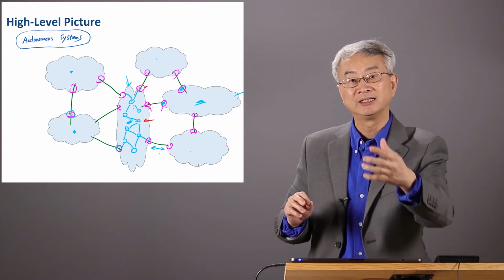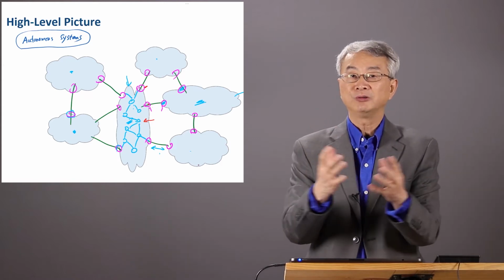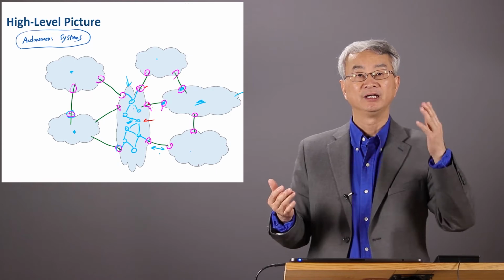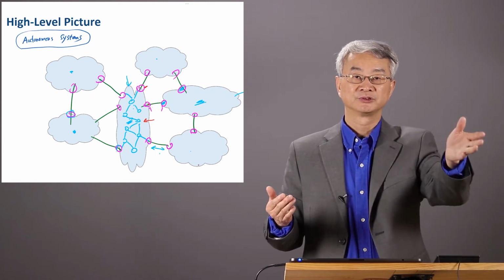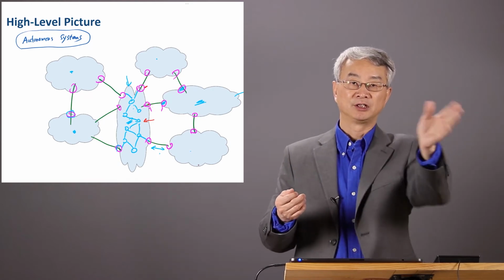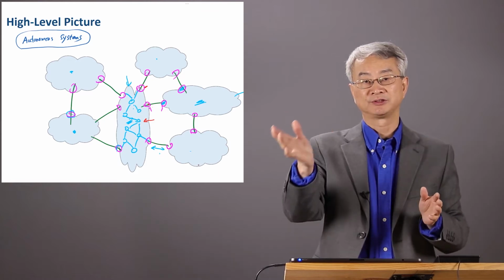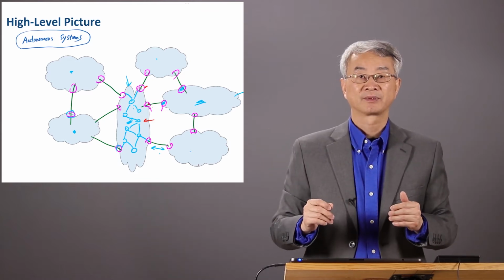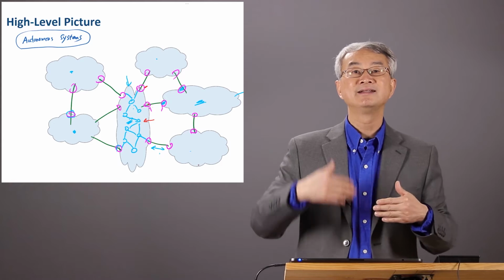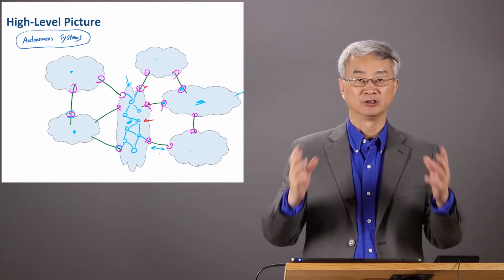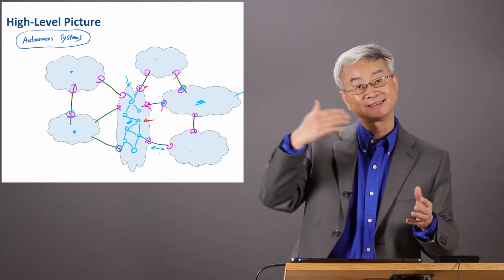Internal routers do not need to know the entire map. All they need to know is the sign. If they want to go to Seattle, go this direction. If they want to go to San Francisco, go this direction. They only need to know what their next step is. They don't need to know the global picture. And that's what the sign is.